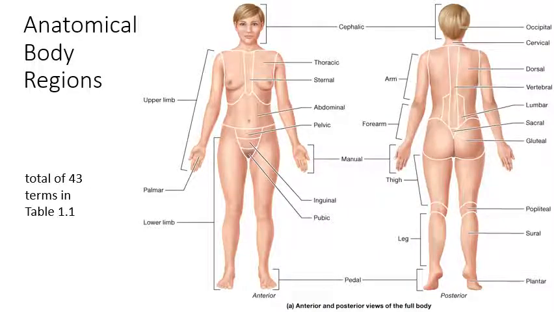Then we have the anatomical body regions. The body is divided into 43 different regions, and each one has its own unique name. These regions are used in surgery, or in medicine in general, to describe the location of an injury, maybe, or to describe where an incision needs to be made. You would use these body regions in conjunction with the anatomical directional terms to describe exactly where an injury is located, or where a cut needs to be made.